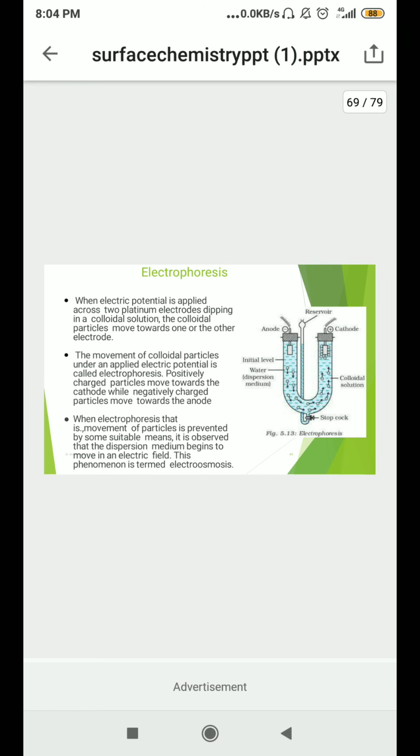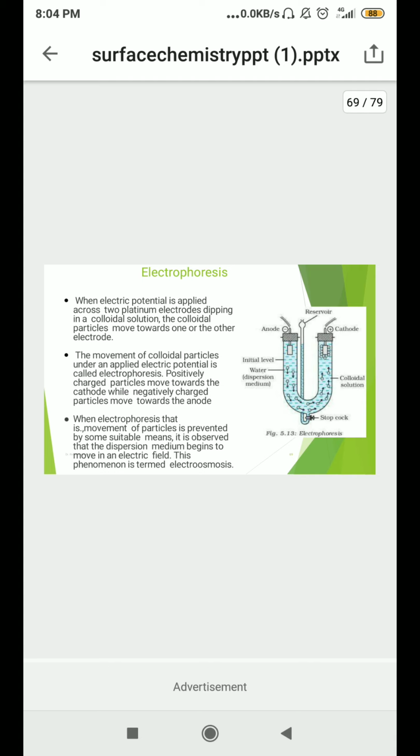Again an important topic of surface chemistry. When an electrical potential is applied across two platinum electrodes, you can see there is a negative one, the anode part, and the cathode part, and there is a reservoir. Alright, so a colloidal solution has been filled in this U tube. This is the initial level and this is the final level, and there is a water dispersion medium.